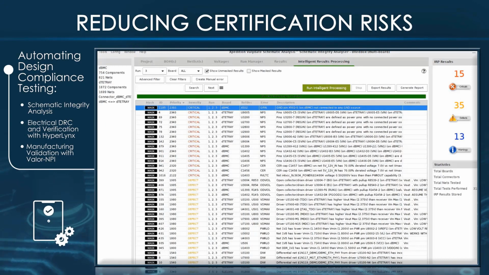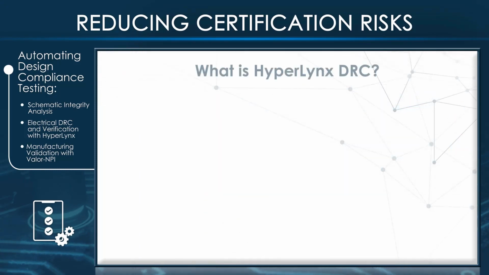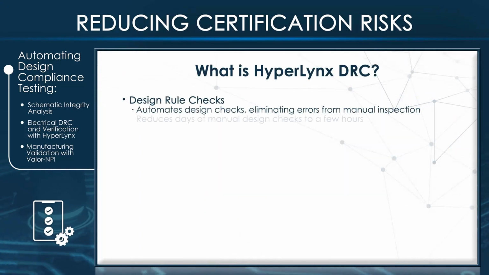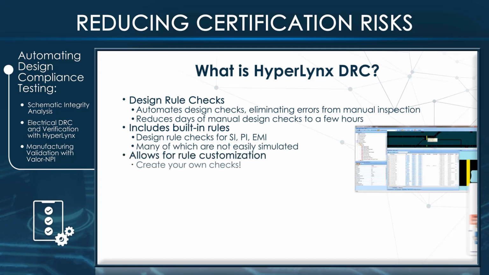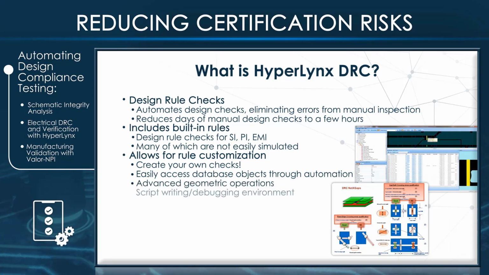Similar to using Xpedition Validate to automatically check schematics, we're going to now shift over to the next stage of the PCB design process and talk about automating checks for PCB layout. So the tool that we're going to use for that is HyperLynx DRC, and it has built-in design rule checks that automate manual checking for layout.